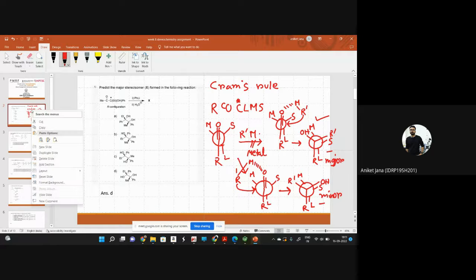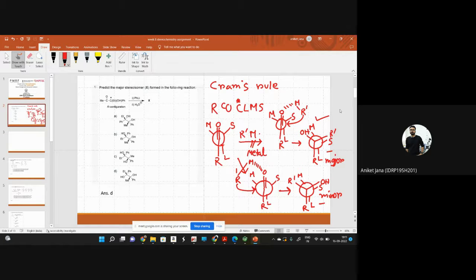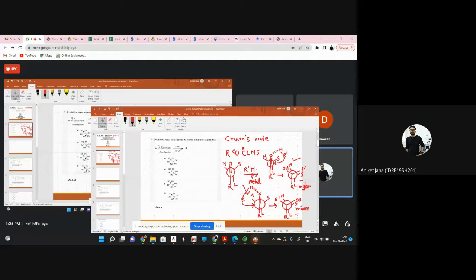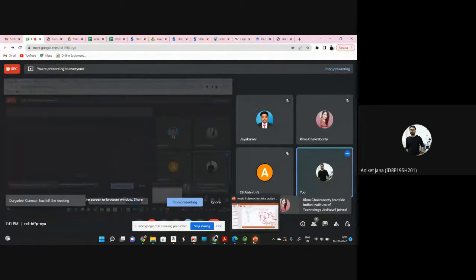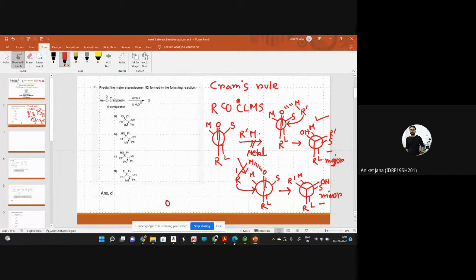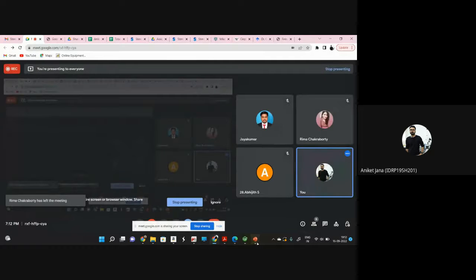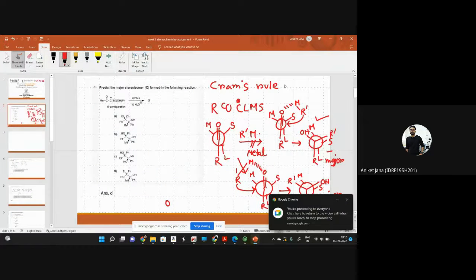So let's concentrate on today's problem. The model I discussed in the general part is called the open chain model. Which model have I discussed here? This model is known as the open chain model.